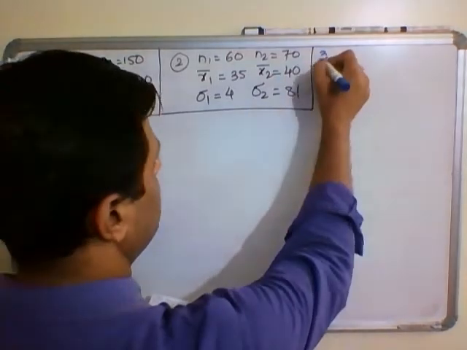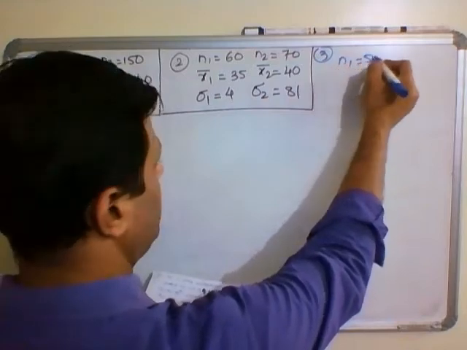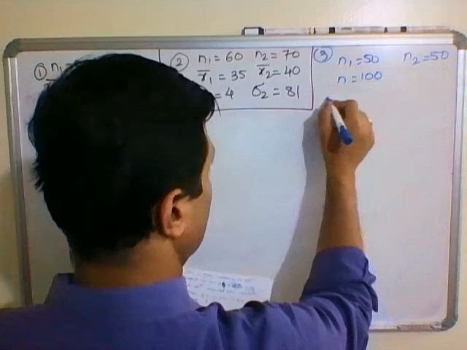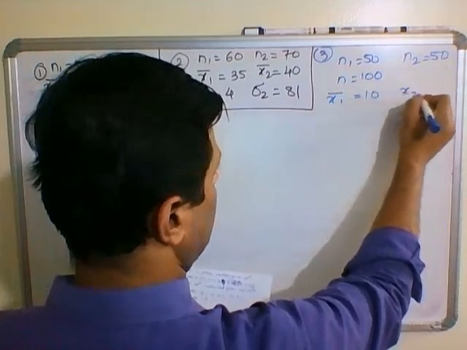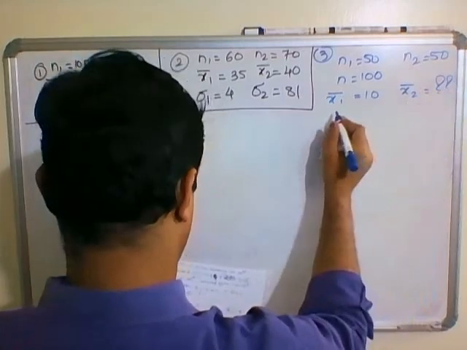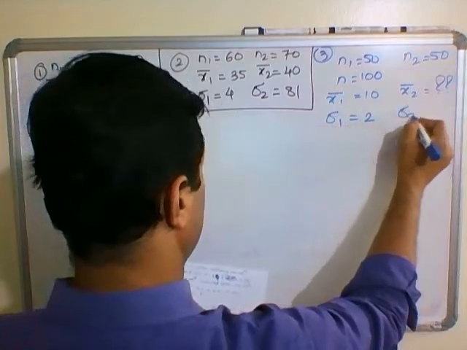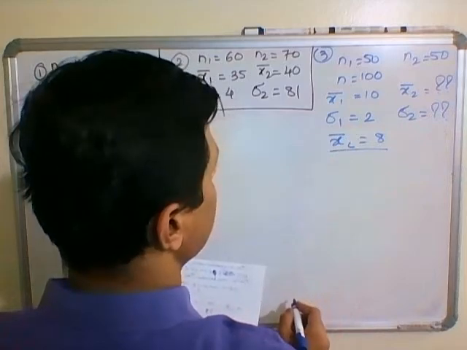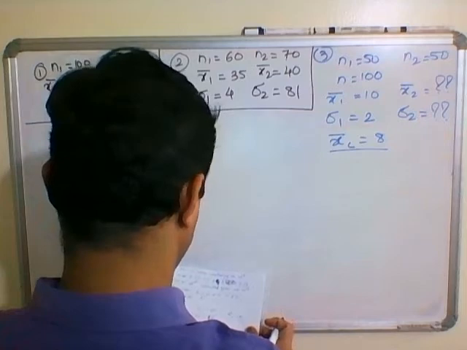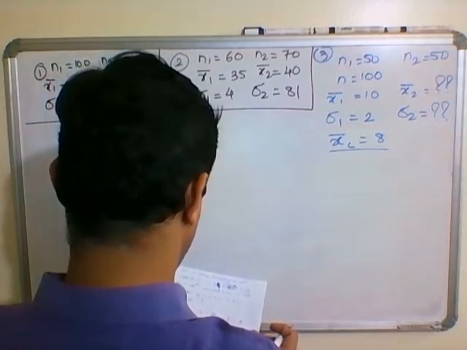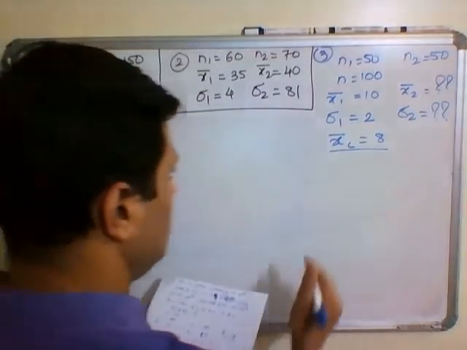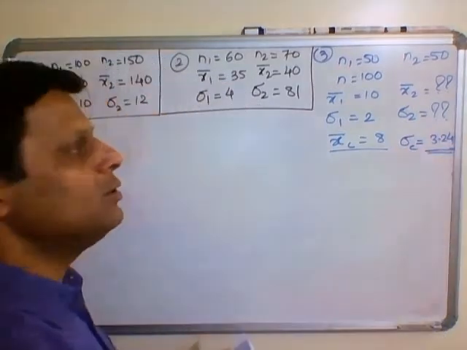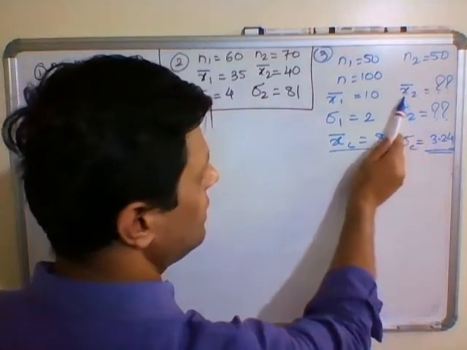So let us have this data for the third sum. Third sum: n1 is 50, n2 is 50, n is 100. First data set average value is 10. Second data set average value is unknown. First data set standard deviation is 2. Second data set standard deviation is unknown. Combined average is given as 8. And what else is given? Yes, combined standard deviation is 3.24. Now using this, your job is to calculate the standard deviation of the second data and the average of the second data.